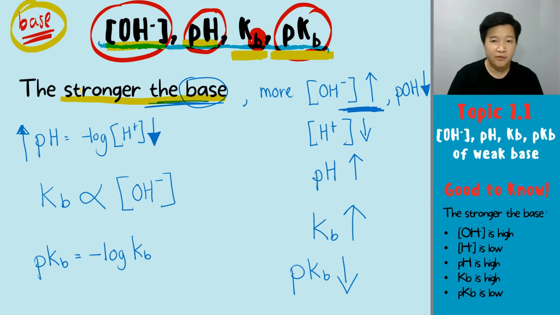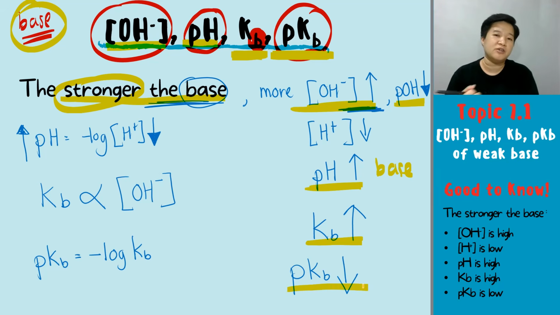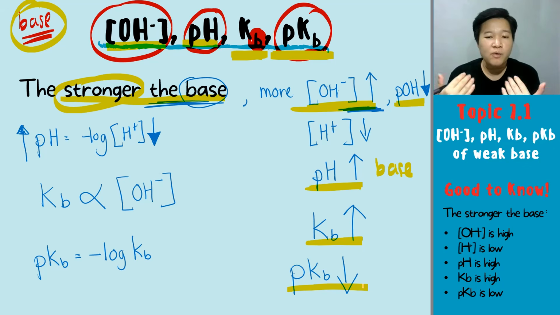Okay? When the base is stronger, the OH minus that you produce is higher. Therefore, the pOH is lower. But the pH is higher. Okay? Because it's a base. And the Kb value will be higher. The higher the Kb value, the stronger the base. Vice versa, the pKb value will be lower. The lower the pKb value, the stronger the base. Okay? So make sure you remember the relationship between all of this.